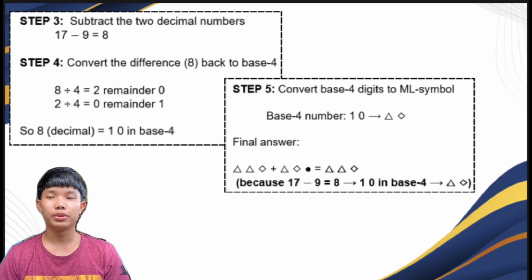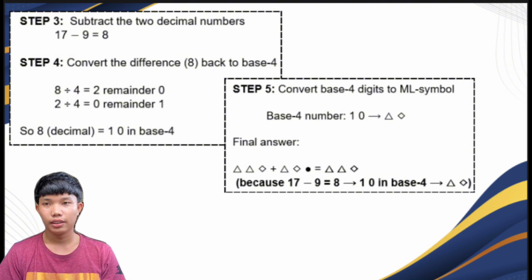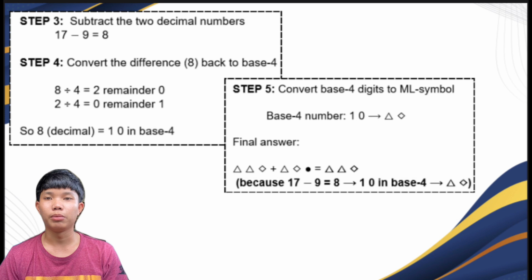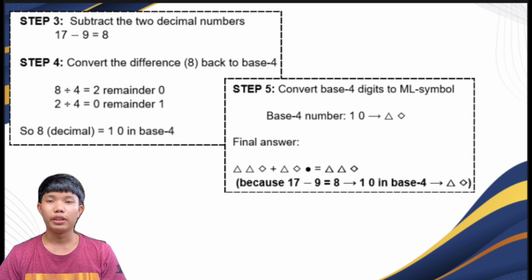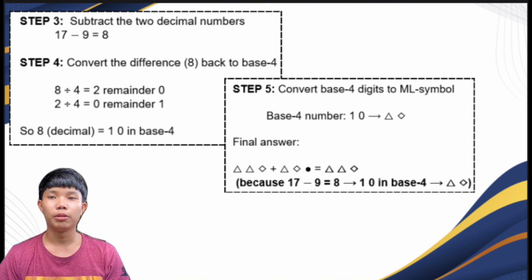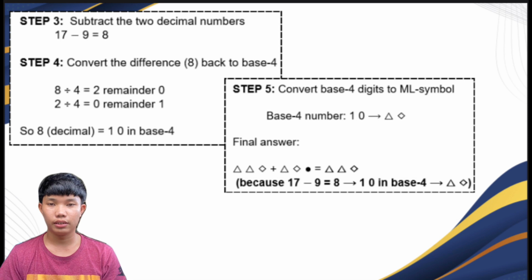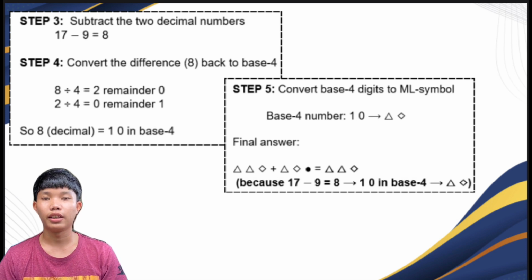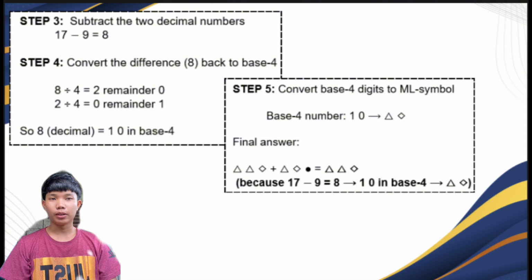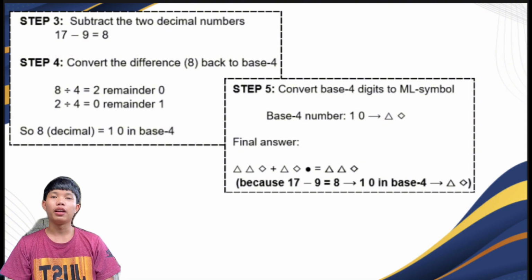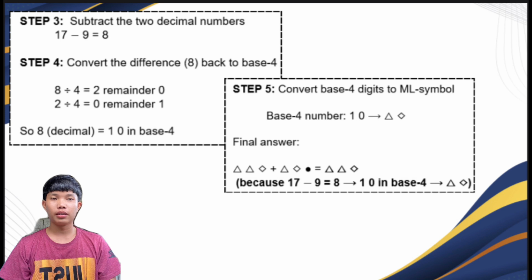Step 3. Subtract the two decimal numbers. 17 minus 9 equals 8. Step 4. Convert the difference back to base 4. 8 divide 4 equals 2, remainder 0. 2 divide 4 equals 0, remainder 2. So 8 equals 20 in base 4. Lastly, step 5, convert base 4 digits to ML symbols. Base 4 number 20 is beta void. So the final answer is 8, 20 in base 4, and beta void in ML symbols.